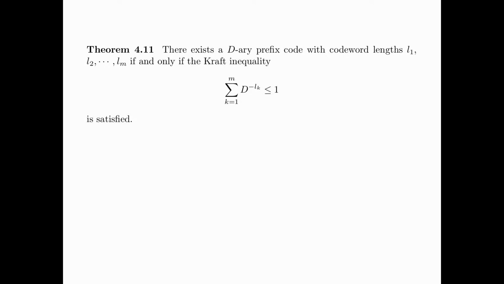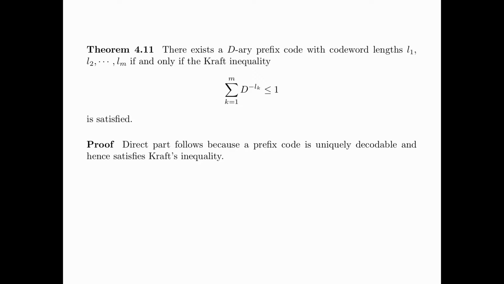Theorem 4.11 is a characterization of the existence of a D-ary prefix code. It says that there exists a D-ary prefix code with codeword lengths l_1, l_2, up to l_m if and only if the Kraft inequality, the summation of D to the power minus l_k, k equals 1 to m, less than or equal to 1, is satisfied. The direct part of the theorem, that is, the only if part, follows because the prefix code is uniquely decodable and hence satisfies the Kraft inequality.